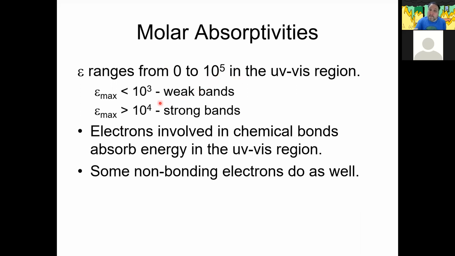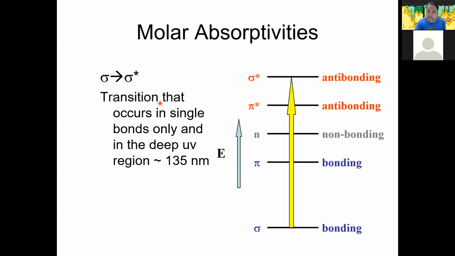So our maximum extinction coefficient or molar absorptivity is going to be about 10 to the 3rd for some weak bonds or less, and 10 to the 4th and up for something that's a strong absorber. Electrons involved in chemical bonds are going to be the ones that absorb energy in that UV-vis region. And some non-bonding electrons are going to as well.